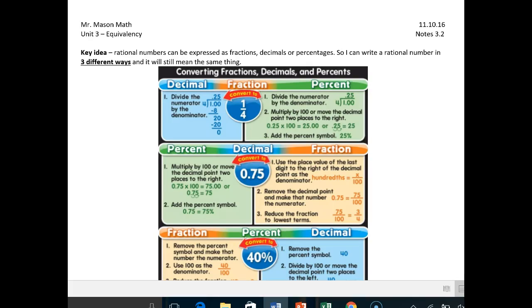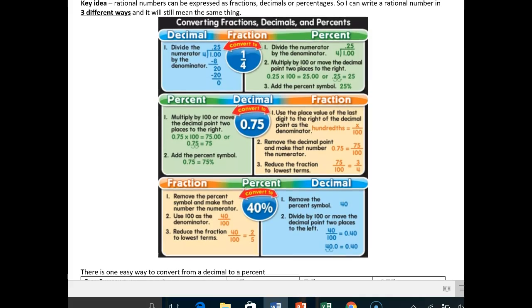Welcome to Notes 3.2. The key idea, remember, is rational numbers can be expressed as fractions, decimals, or percentages. So I can write a rational number in three different ways, and it will mean the same exact thing. Remember, this is your little mini reference sheet that you can use anytime you want to convert a fraction to a decimal or a decimal to percent to fraction, or percent to fraction to decimal. You can literally just use what it says here.